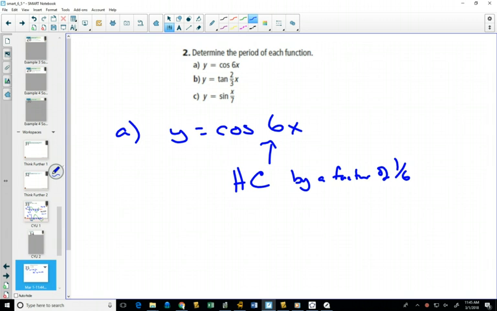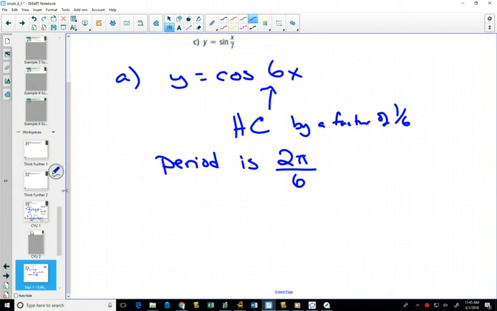Well, if the period of my cos graph was 2 pi, it repeated itself over 2 pi, and you compressed it by a factor of 1/6, does it make sense that your new period is 2 pi over 6? Because you've multiplied your old period of 2 pi by 1/6.